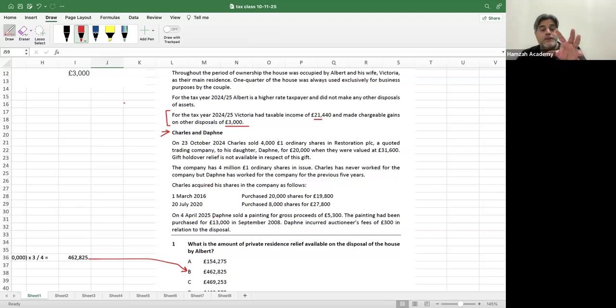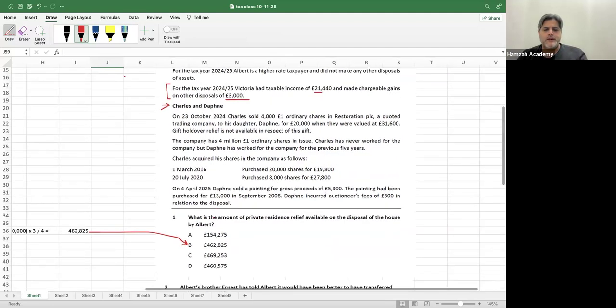Overall, the donee paying for the asset does not prevent the gift holdover relief from being available. But if the amount paid exceeds the cost to the donor, then obviously the gift holdover relief has to be restricted, so that any actual capital profit made by the donor at the time of the sale will be immediately chargeable, right? So these are the valid reasons.